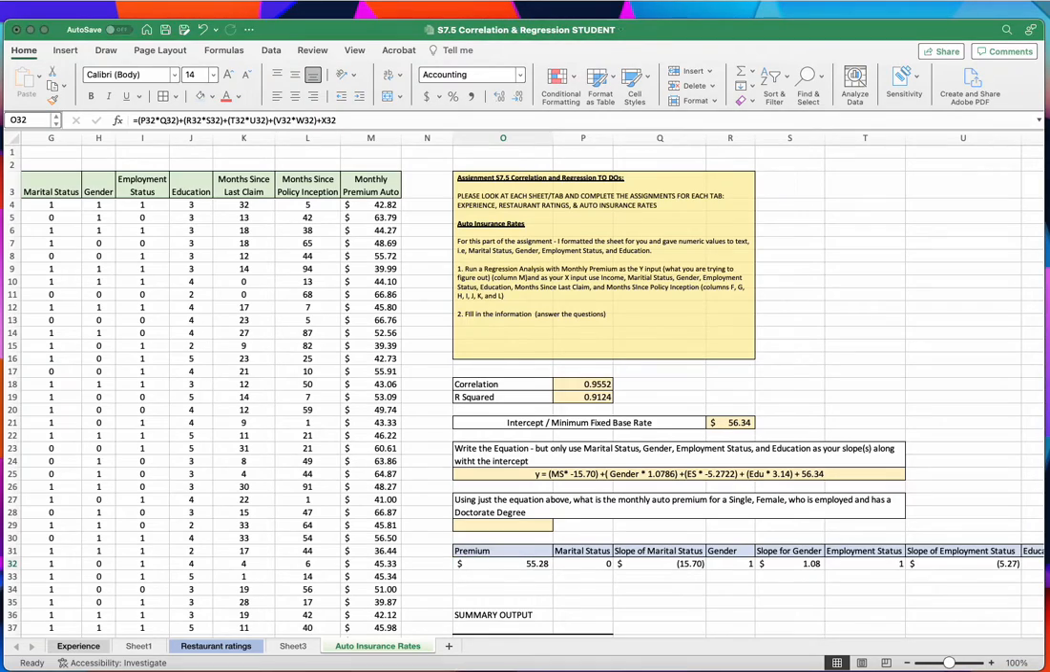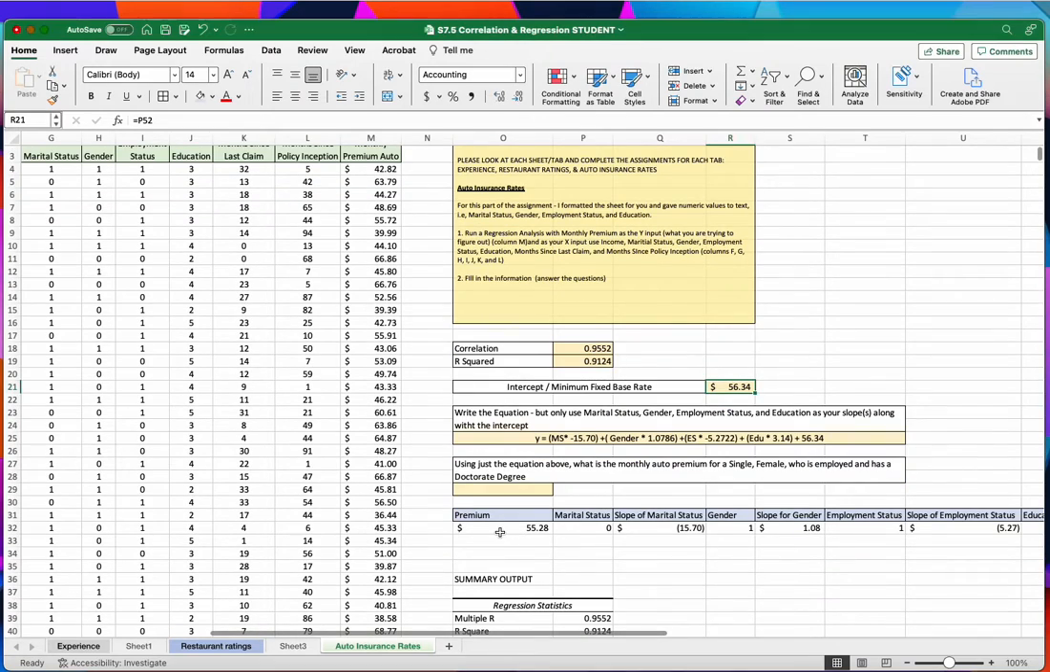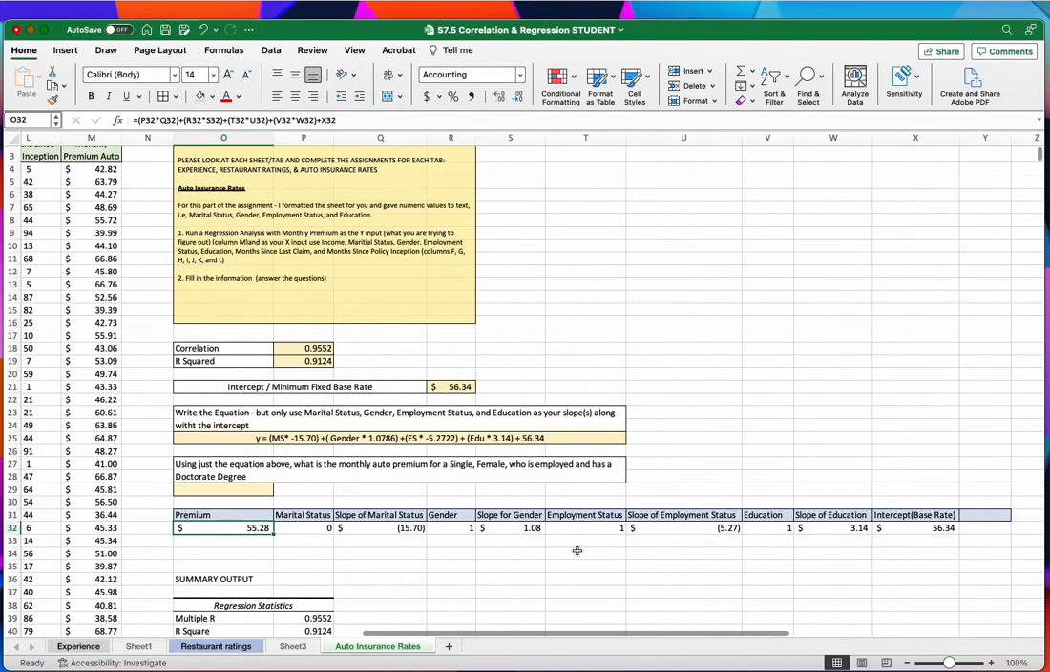Now let's look at the quiz questions for this. The first quiz question on this one is, what is the correlation? So here's the correlation. We figured out the correlation. The next quiz question on that is, what is the base rate? And the base rate is the $56.34. And I didn't ask you a quiz question. I did. So what is a single female employed with a doctorate degree? And that's what we figured out right here. Single female employed with a doctorate degree. And there's our equation. Okay.